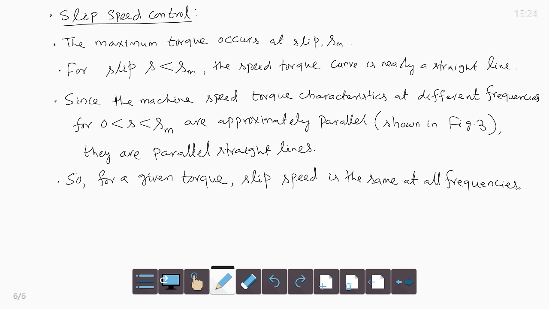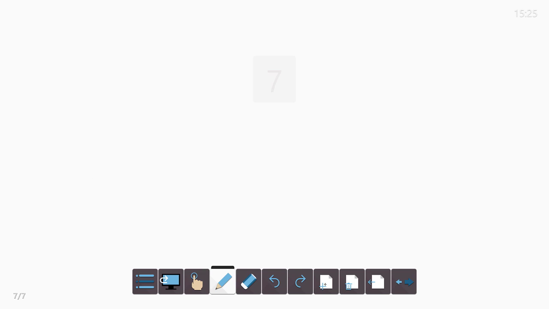Since the machine speed torque characteristics at different frequencies for the slip between 0 and Sm, that is the synchronous speed and maximum torque point, are approximately parallel straight lines. So, for a given torque, slip speed is the same at all frequencies, as you can see in this figure, figure 3.